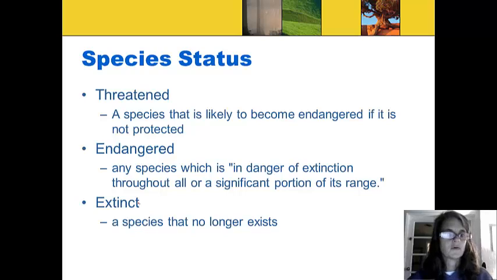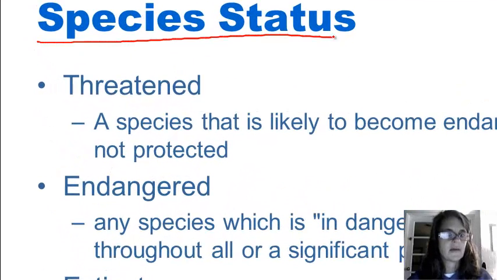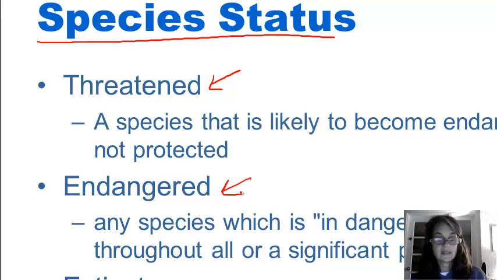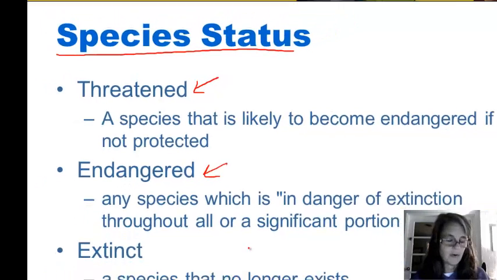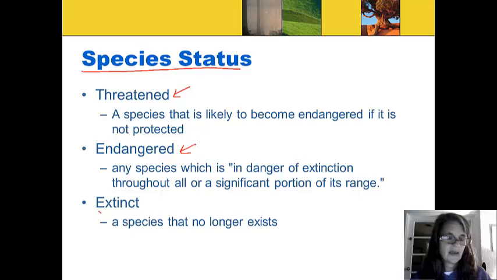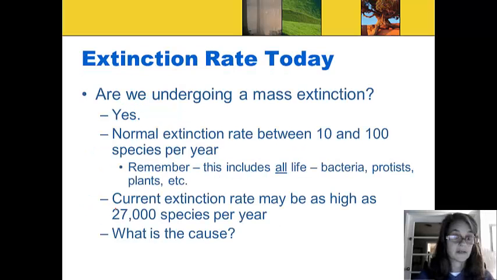Okay, so real quickly, you should understand species status terms. If a species is threatened, it means it is likely to become endangered if something's not done to protect it. An endangered species is a species that is believed to be in danger of extinction, either in its entire range or at least in a part of its range. And of course, extinct means it's too late. The species simply no longer exists.